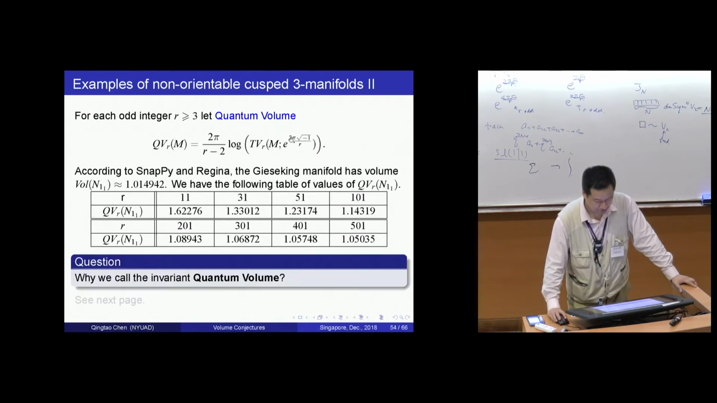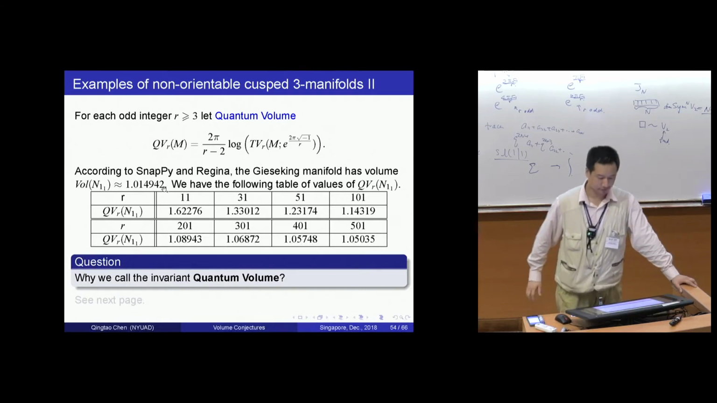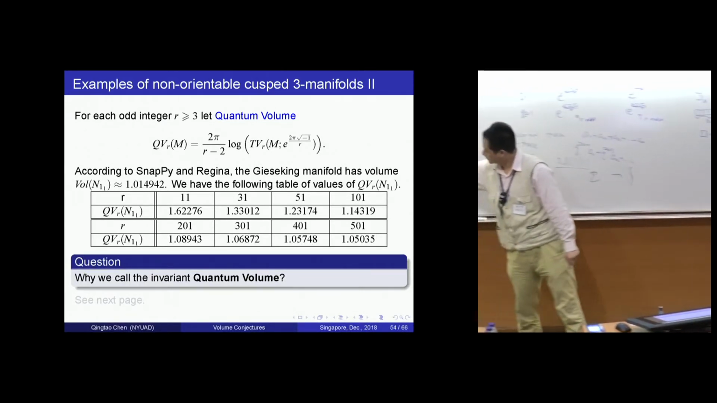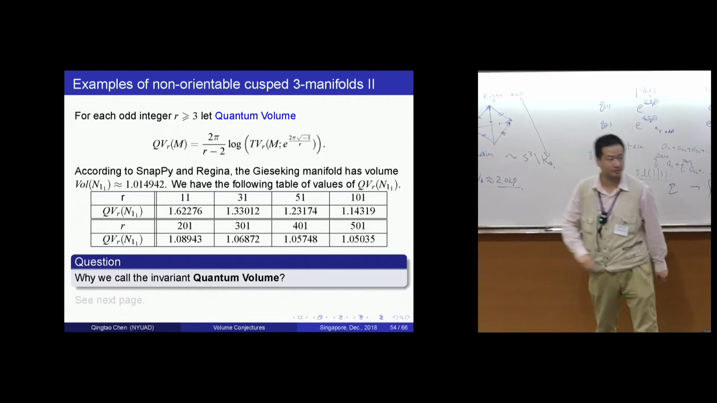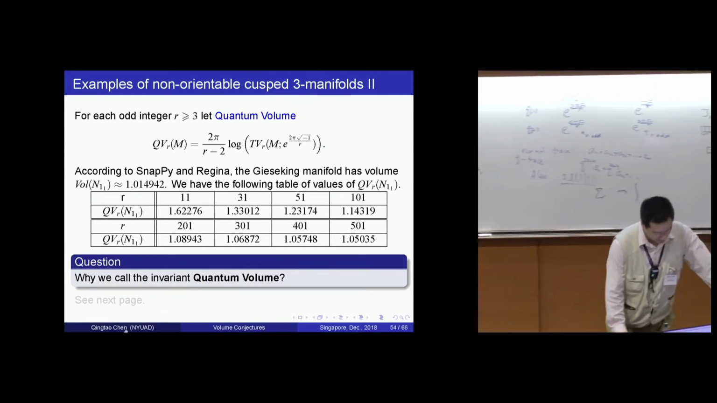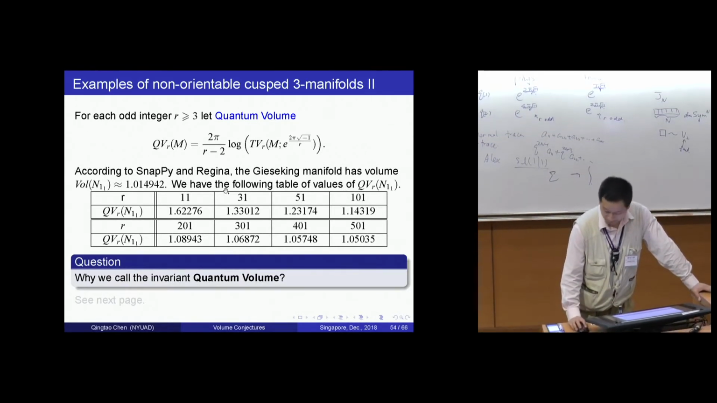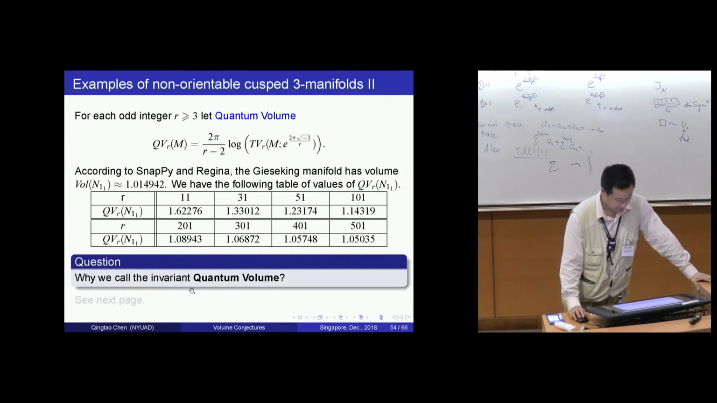You see here, we call it the quantum volume. Also with 501, it approaches the volume. This is V3. So the Gieseking manifold is just V3, not 2V3. The figure-eight knot volume is 2V3. So why did we call such an invariant the quantum volume? And I want to emphasize this example hasn't been proved yet. Why call it quantum volume?